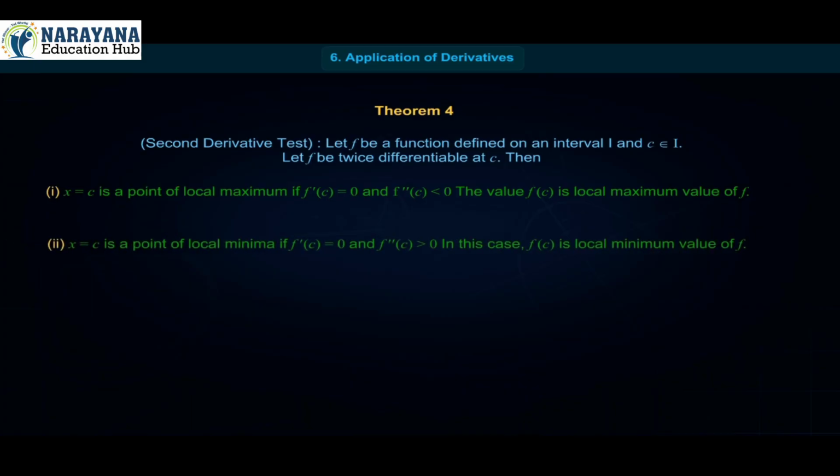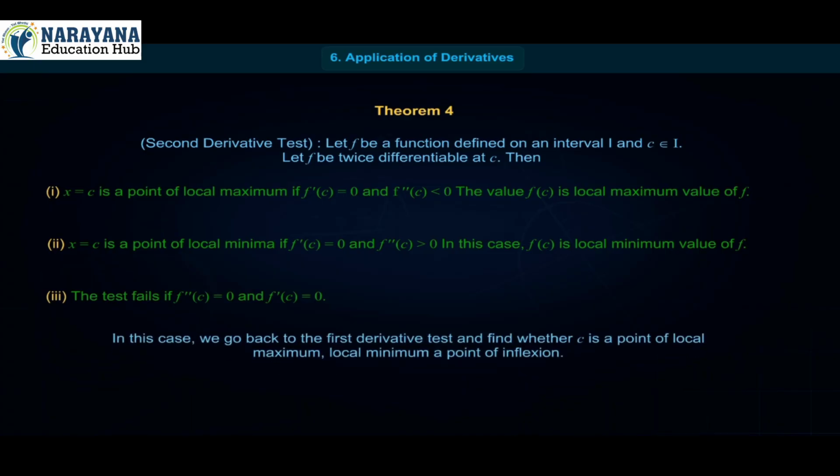Number 2, x is equal to c is a point of local minima if f'(c) is equal to 0 and f''(c) is greater than 0. In this case, f(c) is the local minimum value of f. Number 3, the test fails if f''(c) is equal to 0 and f'(c) is equal to 0. In this case, we go back to the first derivative test and find whether c is a point of local maximum, local minimum, or a point of inflection.